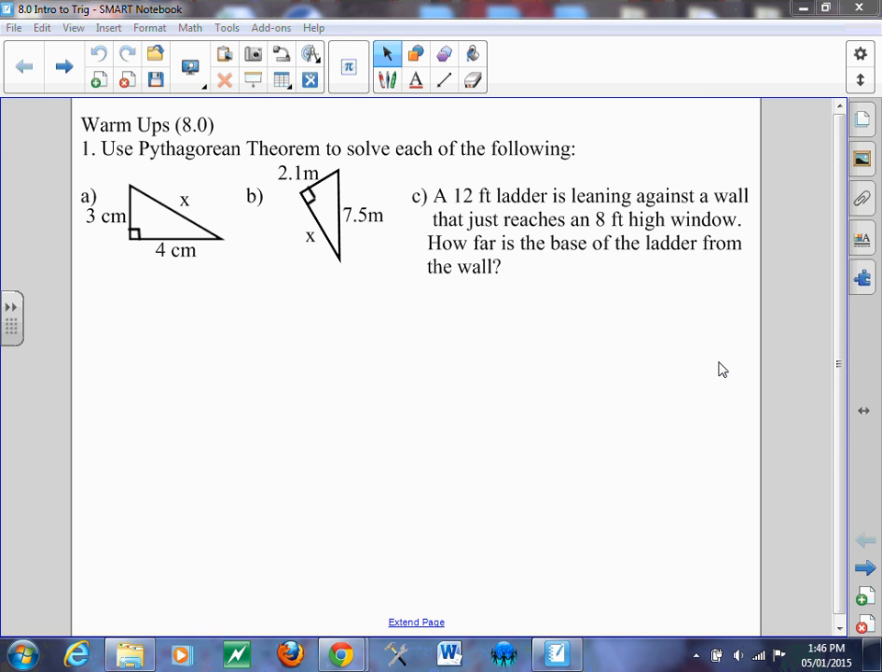Hello, class, and welcome to Lesson 8.0. We're combining Unit 7 and 8 for the last unit test, and Unit 8 deals with trigonometry. So today's title is Intro to Trig.